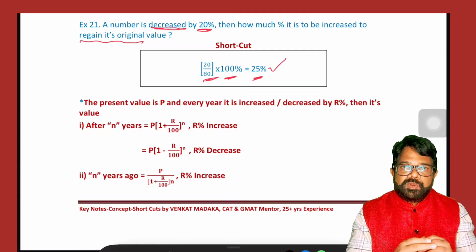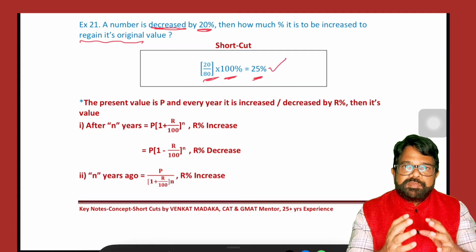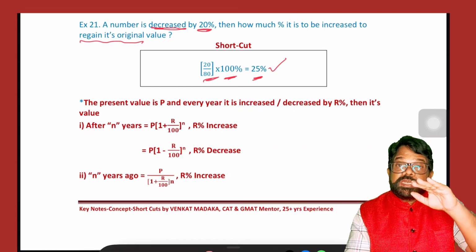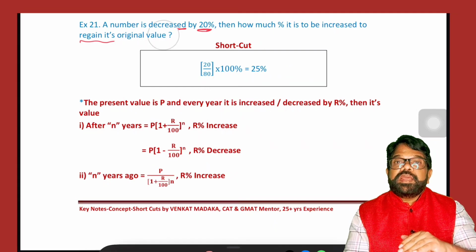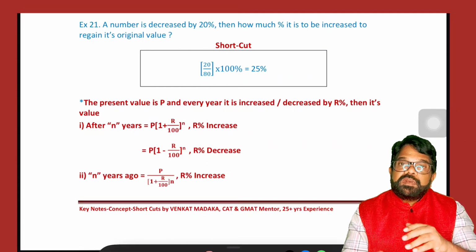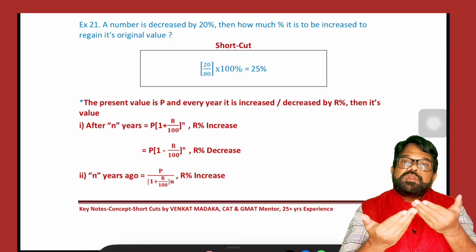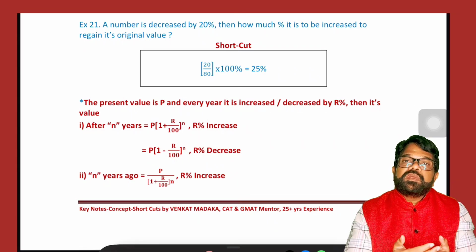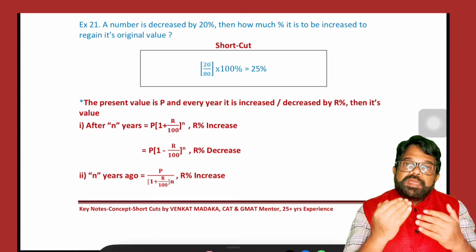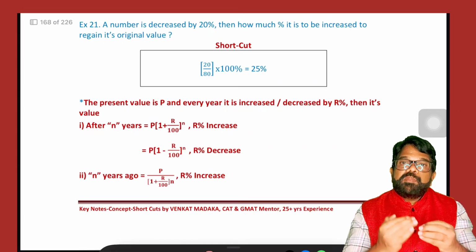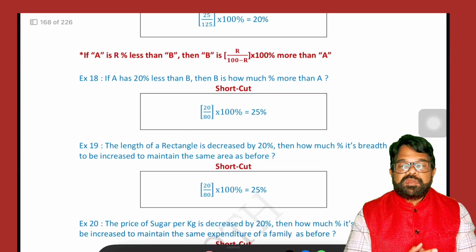Understood all of you? By observing the nature of the question here, initially it is decreased by some percentage. To balance that, another factor has to be increased. So how much percent should it be increased to balance? You have to apply the keynote R by 100 minus R into 100%.